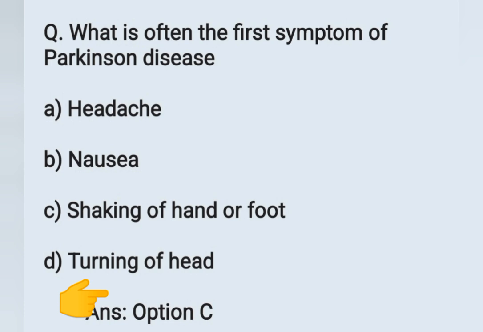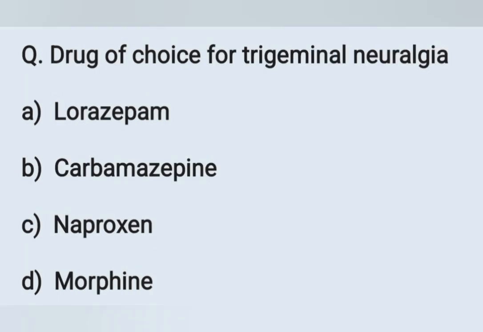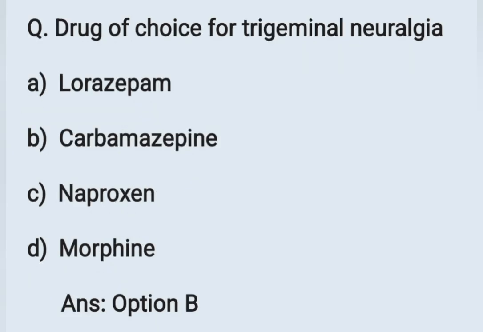And the next question is, drug of choice for trigeminal neuralgia is: option A lorazepam, option B carbamazepine, option C naproxen, option D morphine. Which is the drug of choice for trigeminal neuralgia? It is carbamazepine. Option B is the correct answer. Trigeminal neuralgia is a sensory disorder of the trigeminal nerve, that is the fifth cranial nerve.